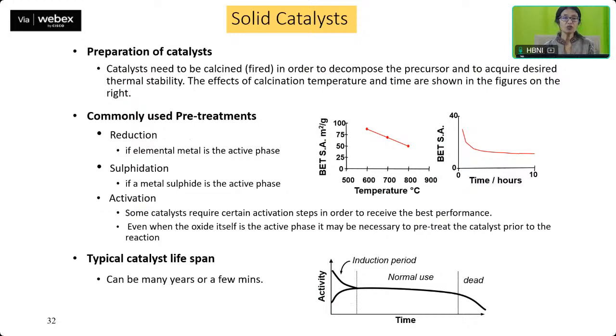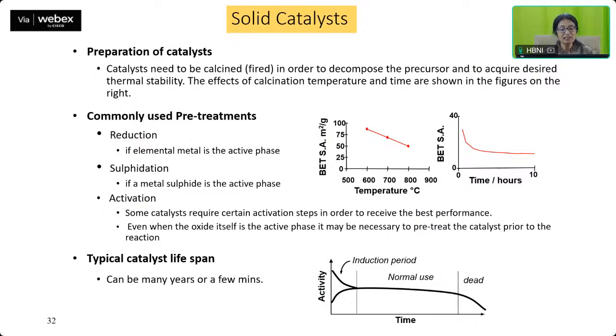Then this catalyst, whatever you got by using the above methods, has to be calcined or fired in order to decompose the precursor and to acquire desired thermal stability. The effects of calcination temperature and time are shown over here. See the surface area: if you increase the temperature, the surface area decreases. And if you increase the time for which this goes on, you will also find that the surface area decreases and reaches a plateau.